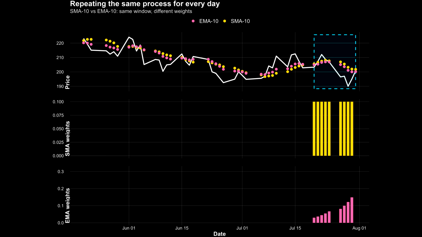And here's the phrase in the title worth sitting with, repeating the same process for every day. Every single day, this same weight distribution gets recalculated and reapplied to a new 10-day window. For the SMA, 10 flat bars of 1/10 each. For the EMA, that same rising staircase, always leaning hardest on whatever the newest price happens to be. That's the entire mechanical difference between these two averages, distilled into one picture. When you're deciding which moving average to use in your own analysis, this is the picture you should have in your head. EMA for speed, SMA for smoothness.